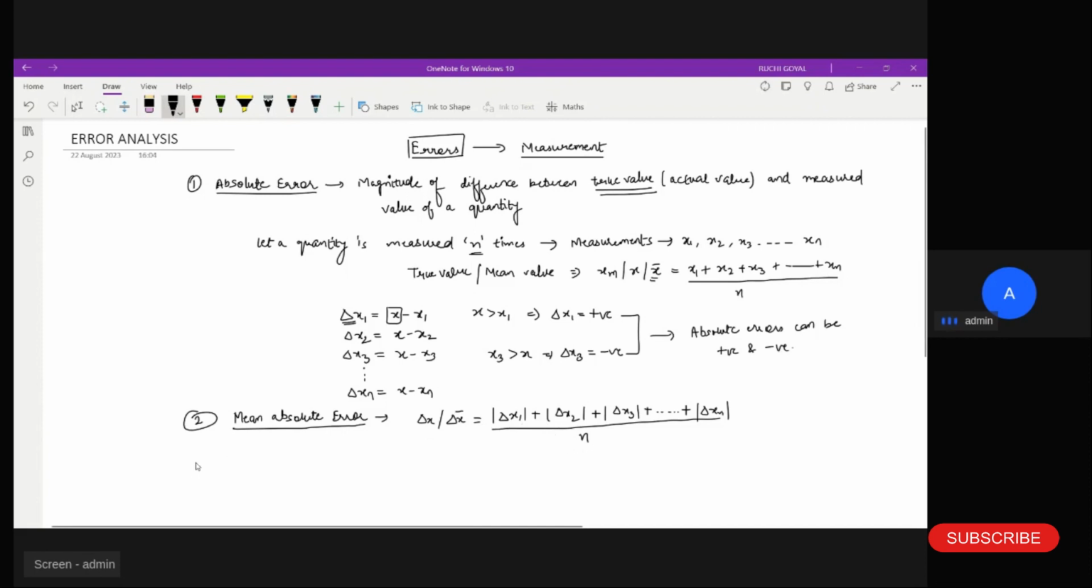Okay, the third type of error is relative error, or you can write it as fractional error.